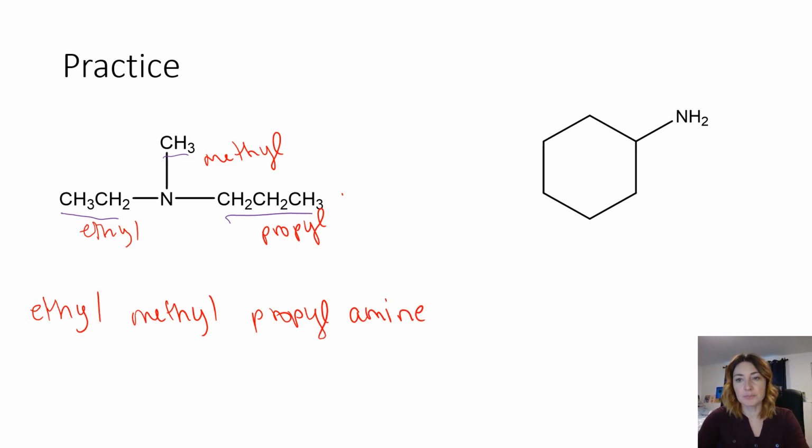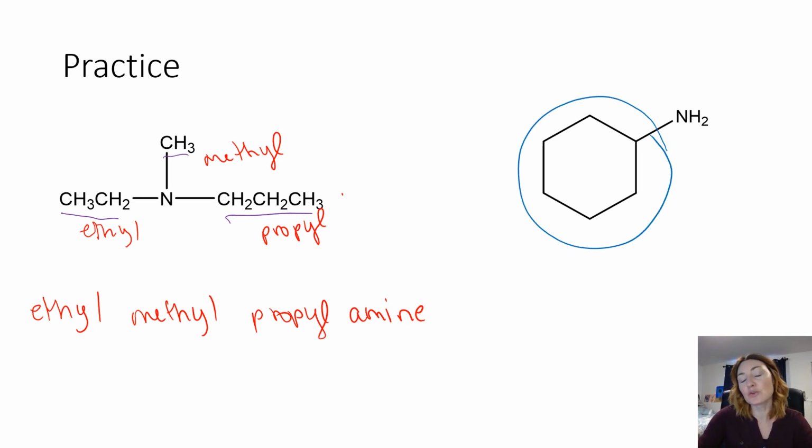For our second example, I put this in here specifically because it looks so much like aniline, and it's not. Don't be fooled. We don't have resonance in that ring structure. We don't have double bonds. We don't have the circle in there telling us that this is an aromatic. So we are going to name this entire group as being an alkyl group. So this would be cyclohexyl, because we have 6 carbons in that cyclic structure, amine.